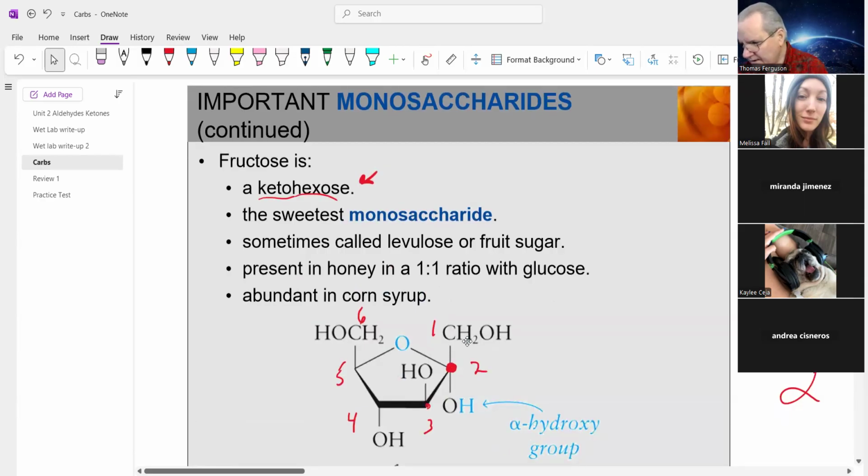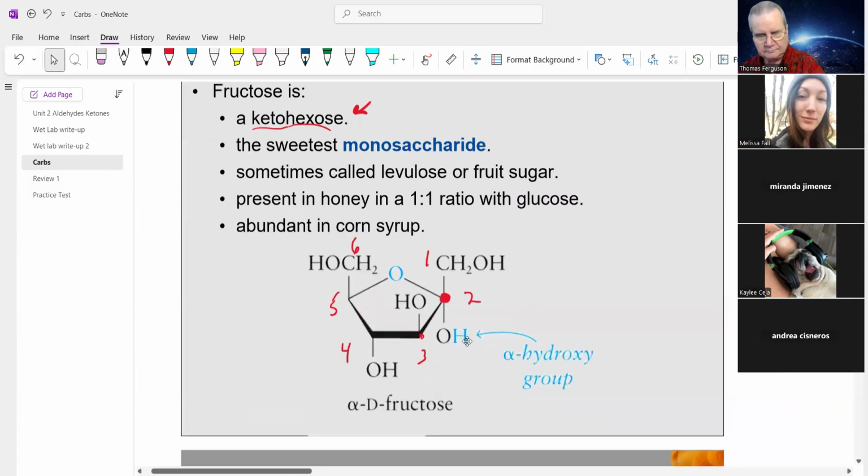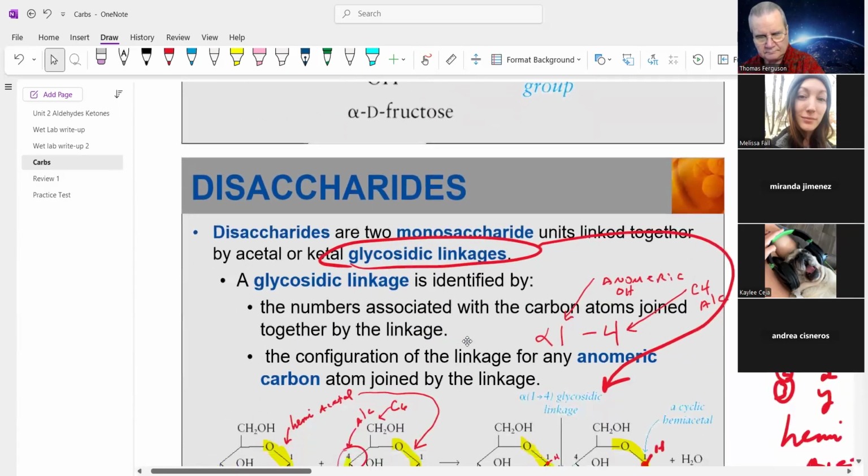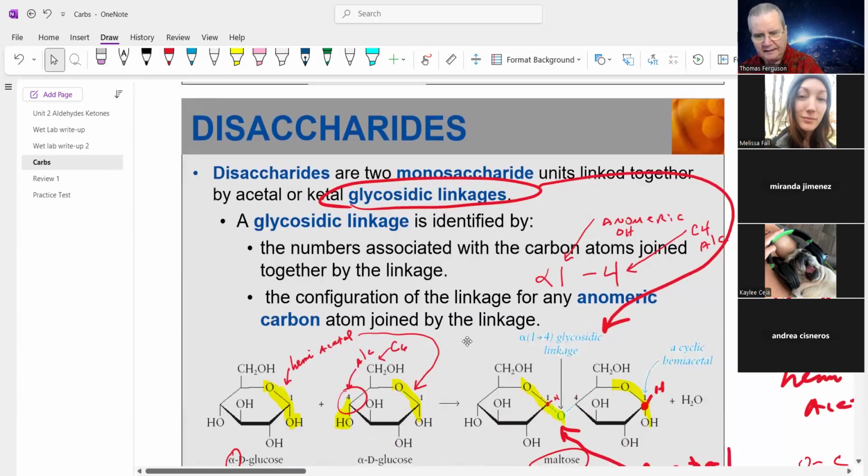Fructose is a ketohexose because it opens up to a ketone when it does open up. Carbon number 2 is the anomeric carbon for fructose. So I kind of went over this already. Disaccharides are two monosaccharides linked together by an acetal or a ketal glycosidic linkage.